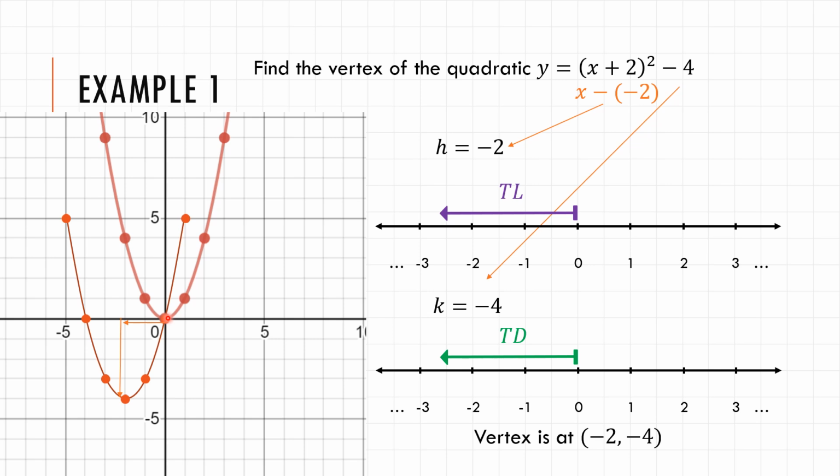Now, if the vertex starts at 0, 0, and it moves left or right by h units, and it moves up or down by k units, that means the vertex will always be at these coordinates, right? It will always be at whatever the value of h is and whatever the value of k is. In this case, -2 and -4 were exactly the values of h and k. So this example confirms our suspicions to be true, that the vertex is always at h, k.